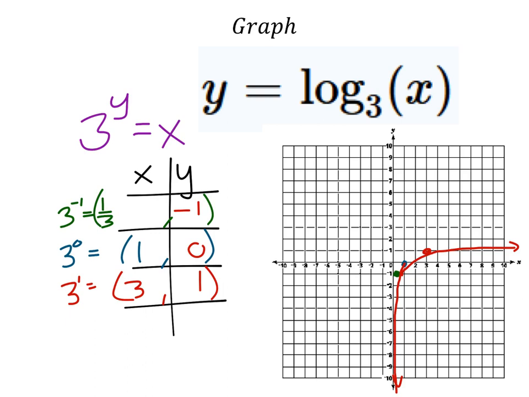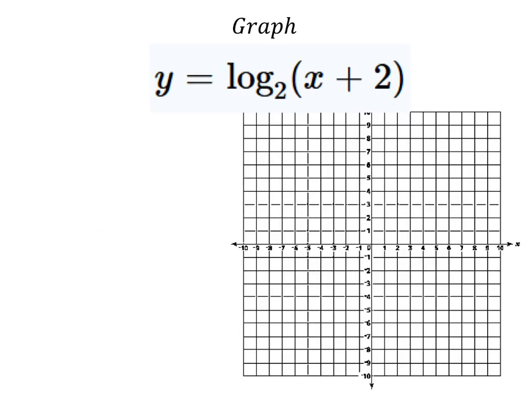So if we wanted to find the equation for the asymptote, again, that red line is getting really close to the y-axis. So the equation for the y-axis would be x equals 0, and that's the equation for the asymptote, because it is a line.